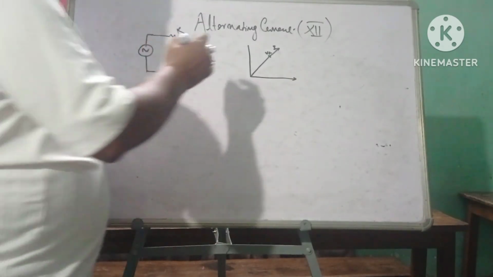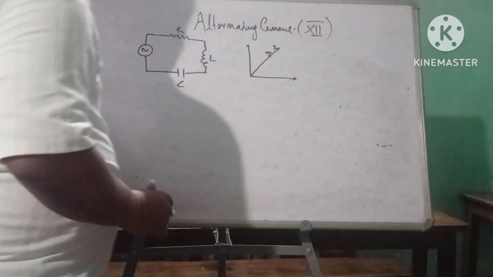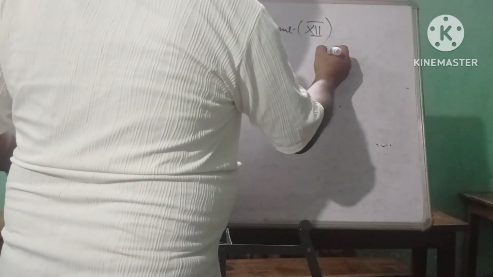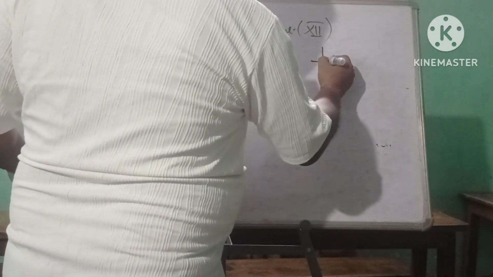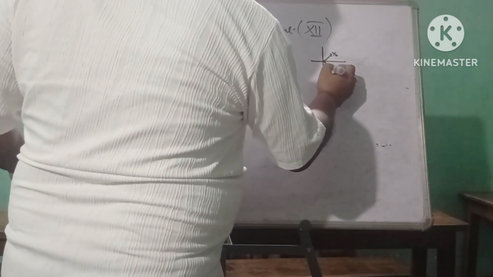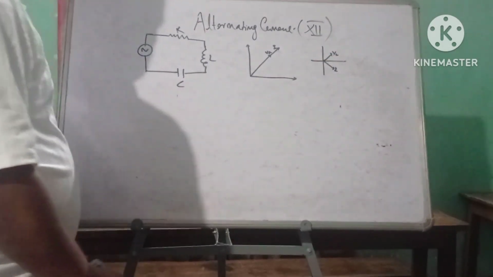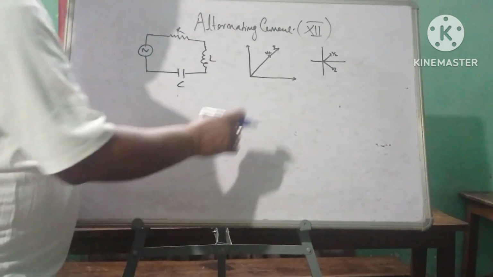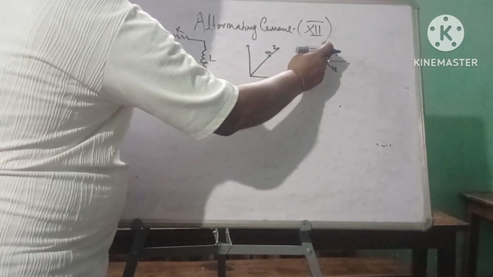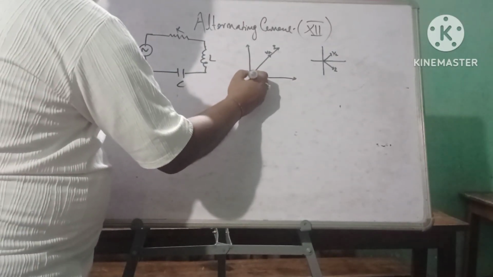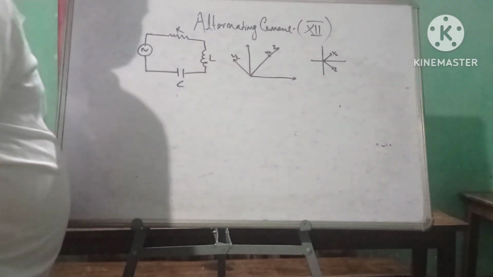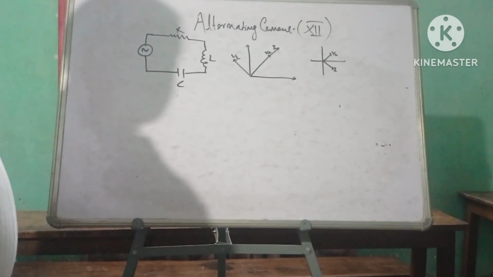Now, if you go for the phasor diagram of inductance, this was your VL, and this was your I. So if we now rotate it and bring this parallel to this, your VL will shift in this direction.